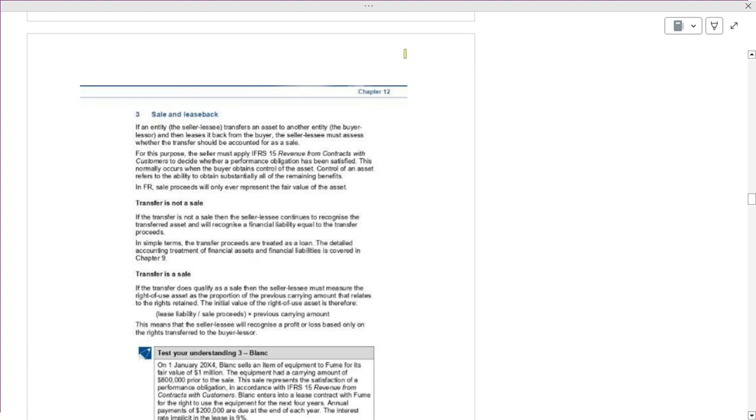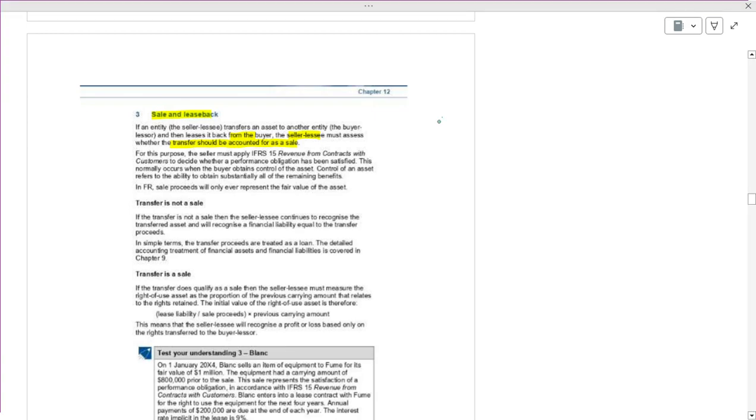Sale and leaseback. If the entity, the seller-lessee, transfers the asset to another entity, the buyer, and then leases it back from the buyer, the seller-lessee must assess whether the transfer should be accounted for as a sale. Very interesting. This is the business point of view.